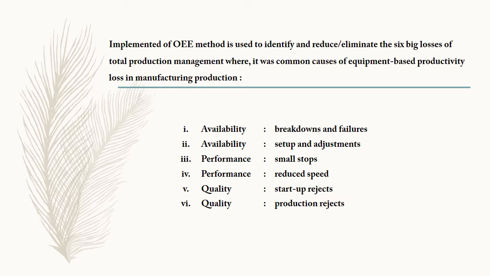So how OEE can improve equipment effectiveness? Implement of OEE method is used to identify and reduce or eliminate the 6 big losses of total production management, where it was common causes of equipment-based productivity loss in manufacturing production. So OEE method has 3 parameters, which is availability, performance and quality.